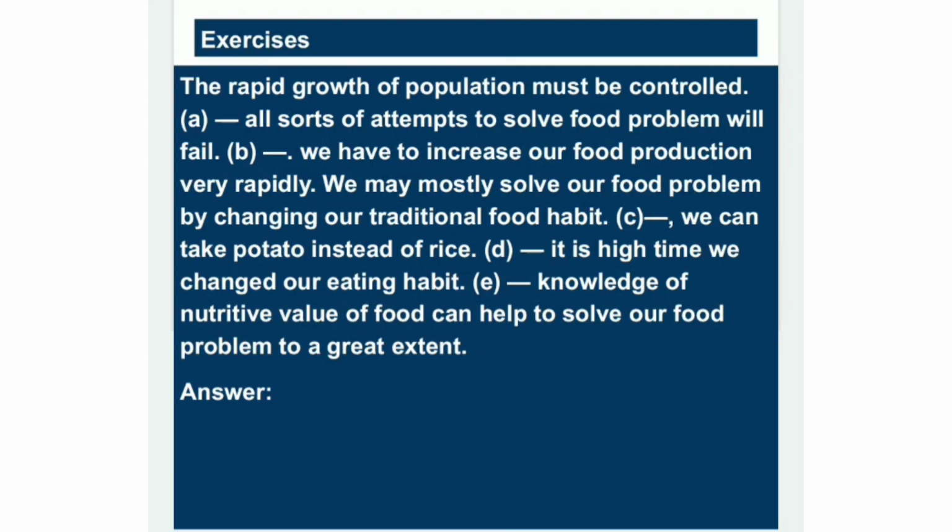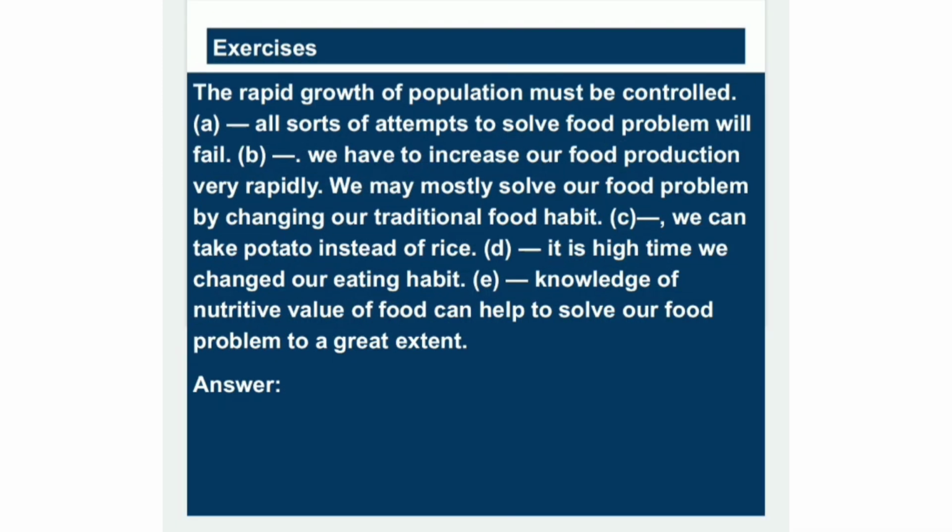Dear students, we have already known some of the uses and rules of connectors. Now we will solve a passage here. See the passage: The rapid growth of population must be controlled. Then we have a blank place here. All sorts of attempts to solve food problem will fail.